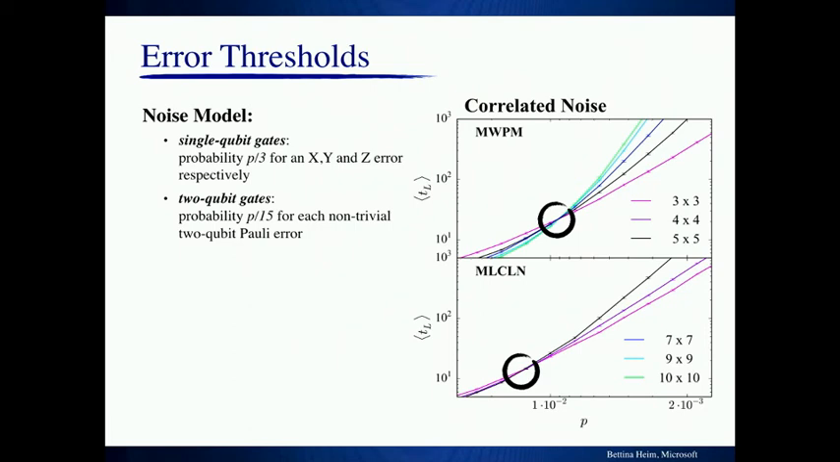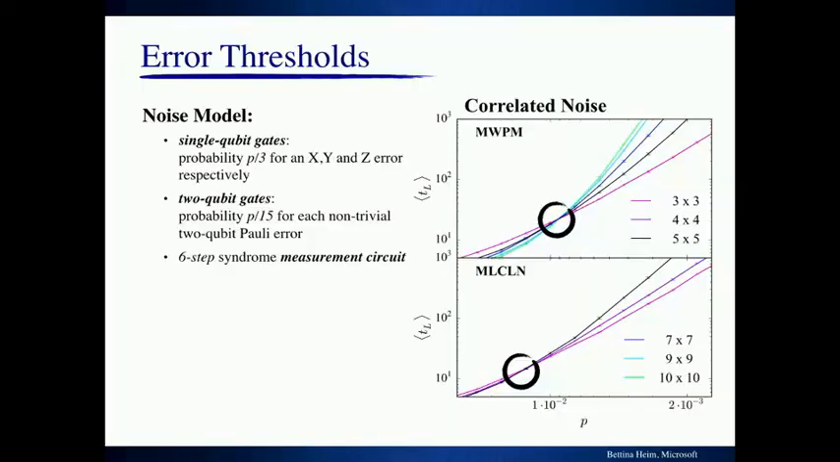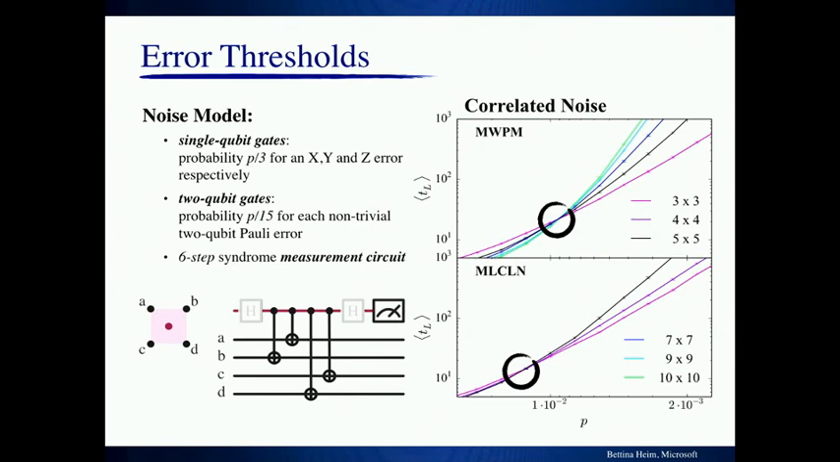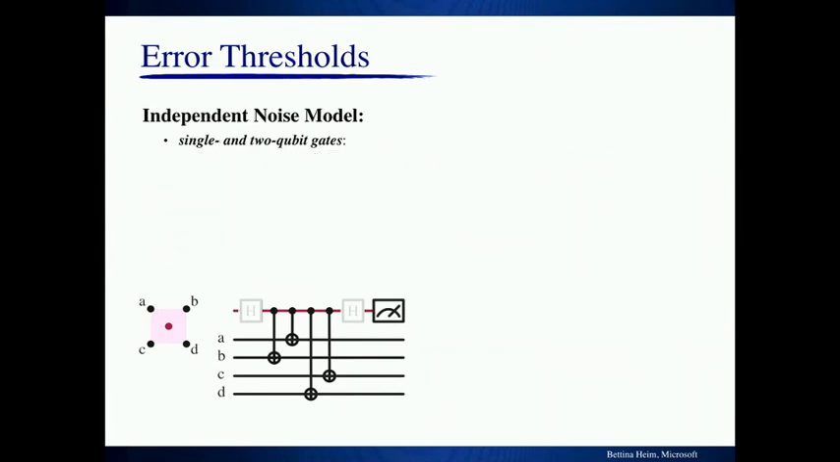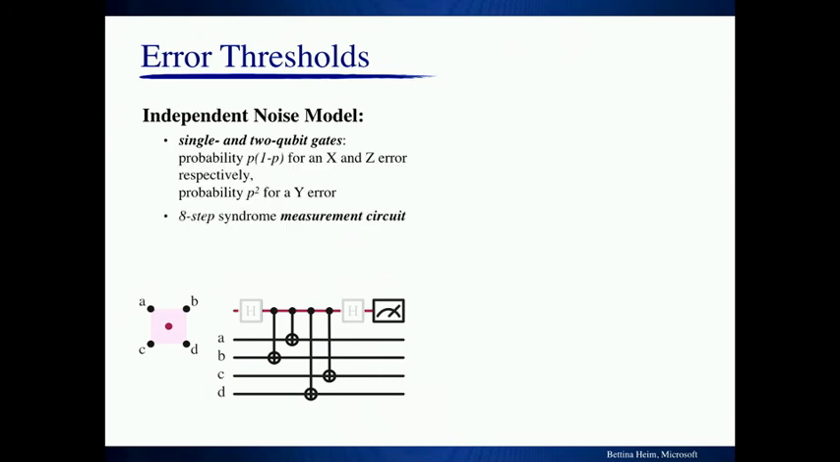Now, the thing is, in a realistic setting, because we do have this little circuit to extract the syndromes, we're always going to have some correlations. So we look at an error model that is completely uncorrelated, in the sense that each error on each qubit is independent, but we still do the circuit, we still have some correlations because we propagate errors. We also switch from a 6-step circuit to an 8-step circuit, but these are minor adaptations.